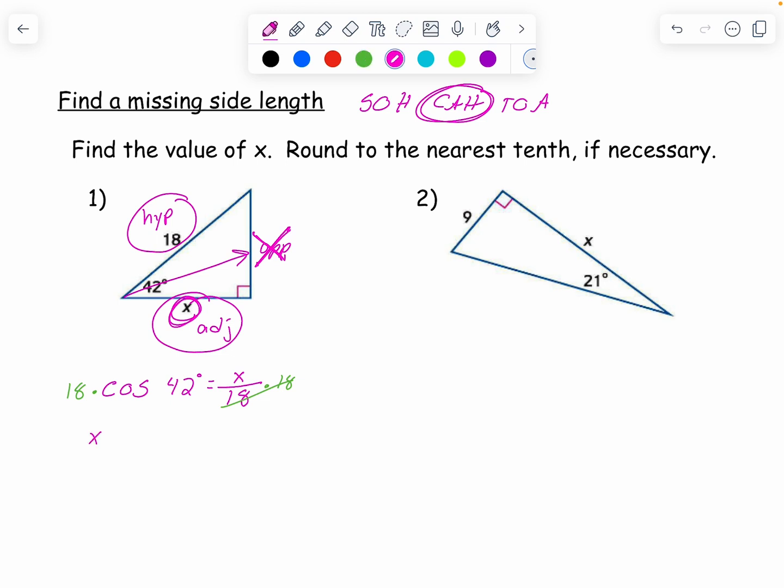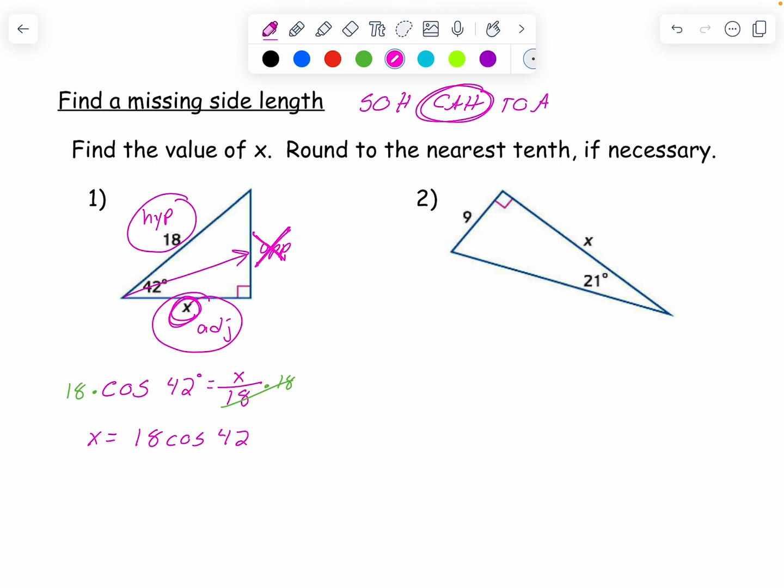And so these 18s cancel, and then I have that x is simply 18 times cosine 42. And so this is where I plug it in my calculator. Now remember, regardless of what kind of calculator you're using, make sure that it's in degree mode. And then you're just going to literally type in 18. You're going to hit the cosine button, and then 42. Close your parentheses, and you get a pretty long decimal.